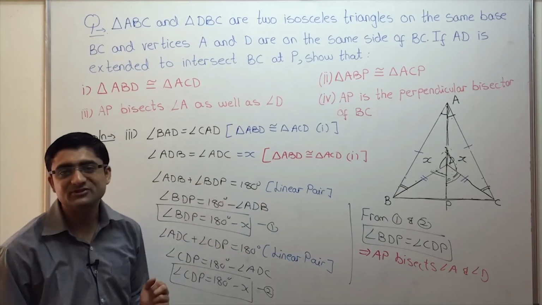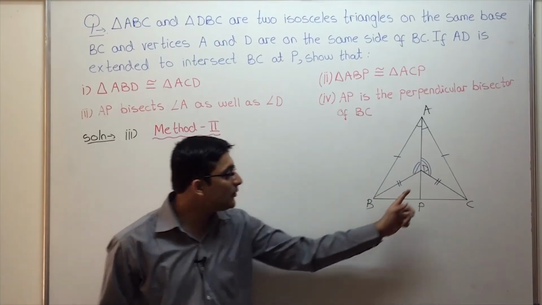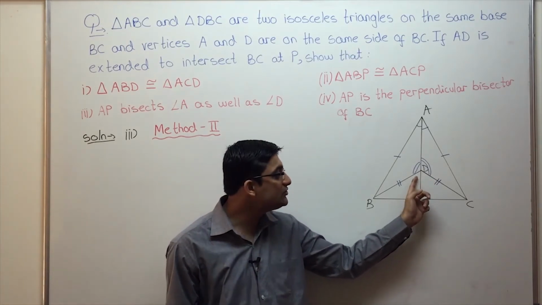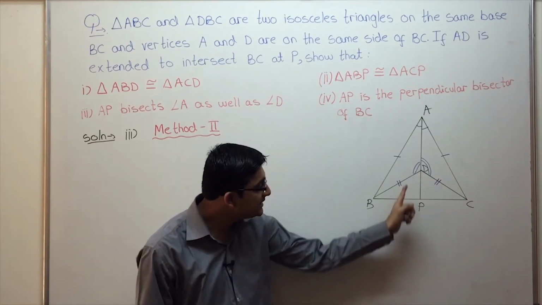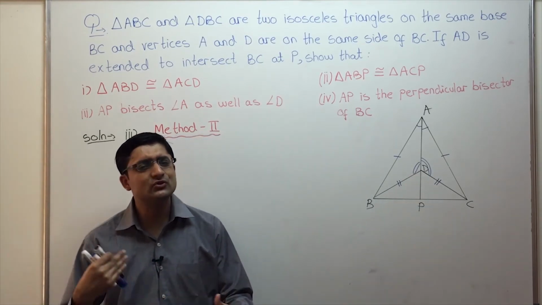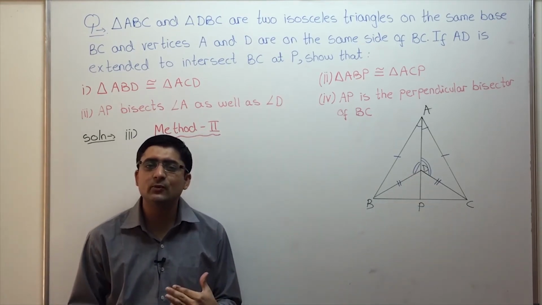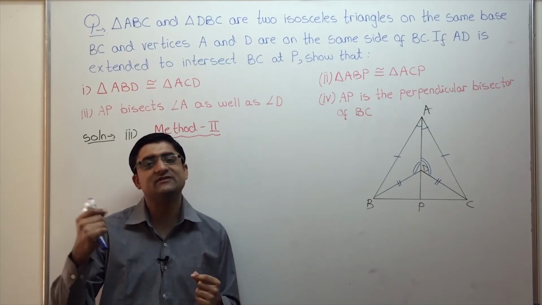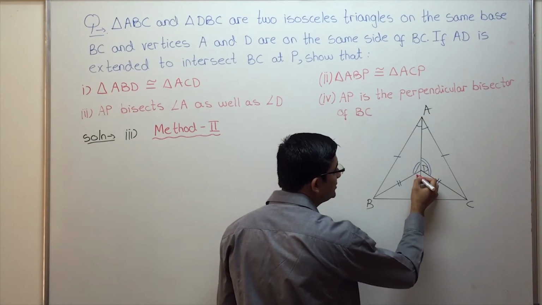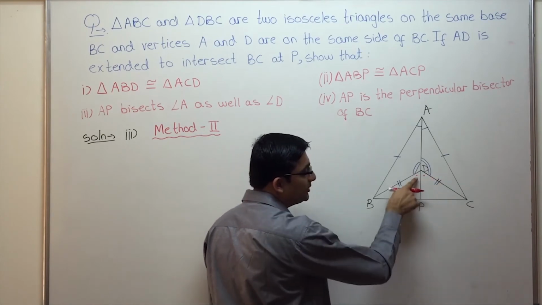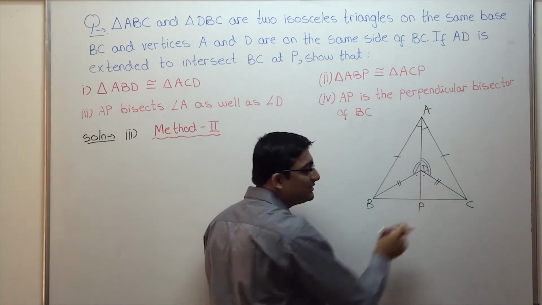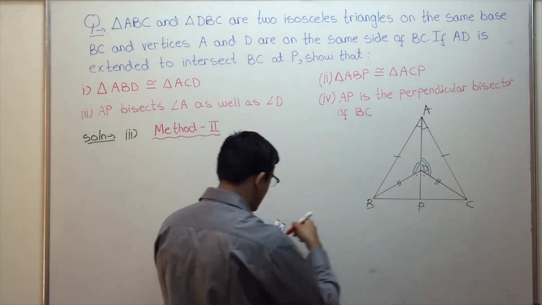So let me first rub this off. Previously we have shown one way by which we can show these two angles to be equal. Now let me tell you another way. I want to show this angle and this angle to be equal. Whenever I want to show two sides or two angles to be equal, what do we do? Choose two triangles which have these as their parts and show them to be congruent. This angle is part of triangle BDP and this angle is part of triangle CDP, right? So take these two triangles.